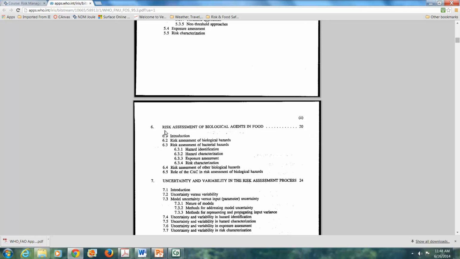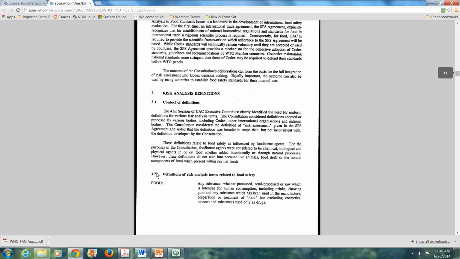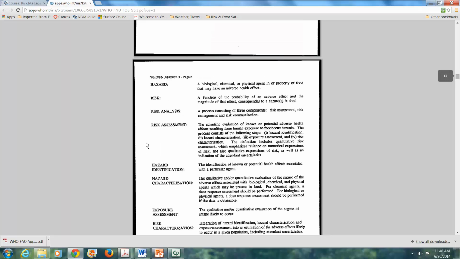Here is the risk assessment of biological agents in foods. So this chapter 6 in particular would have been followed by the FDA. And if I scroll down just a little bit faster, you can see here some risk analysis definitions. And let's look at this risk analysis. They basically describe this in a way that's identical with what we are doing in our text, calling risk analysis a process consisting of three components: risk assessment, risk management, and risk communication.